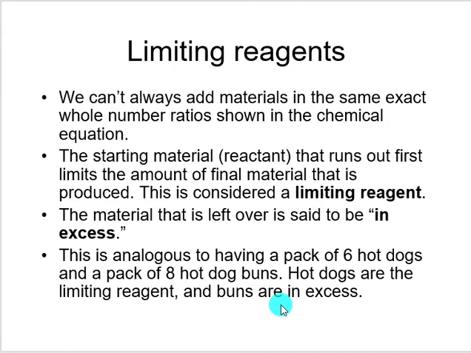So if you had a pack of 6 hot dogs and a pack of 8 hot dog buns, if we're considering that people will only eat a hot dog in a hot dog bun, then that means that we only have 6 hot dogs to package at the end. We run out of hot dogs, so that would be considered the limiting reagent, and we still have 2 leftover hot dog buns. That would be the excess.